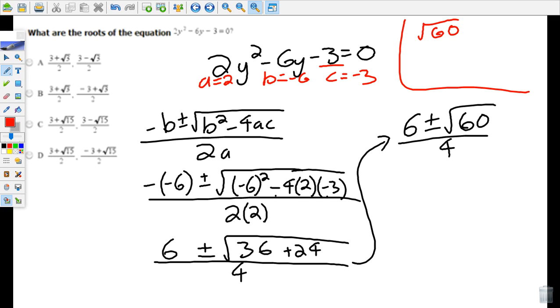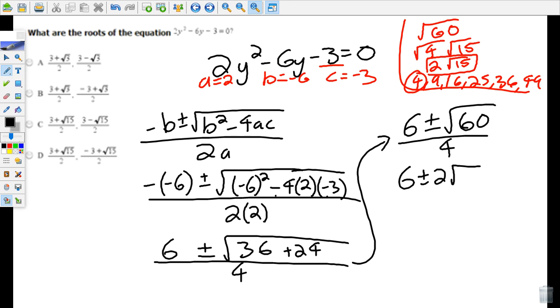What are two numbers that multiply to 60? One of them is a perfect square. Remember, the perfect squares are 4, 9, 16, 25, 36, 49, etc. This will break into 4 times 15. 4 times 15 is 60, and 4 is the perfect square that we're using. The square root of 4 is 2, and the square root of 15 is our remainder. That one doesn't change, that one doesn't simplify. So this turns into 2 square root of 15. So we get 6 plus minus 2 square root of 15 over 4. Again, the 6 and 4 did not change, I just changed the square root of 60.